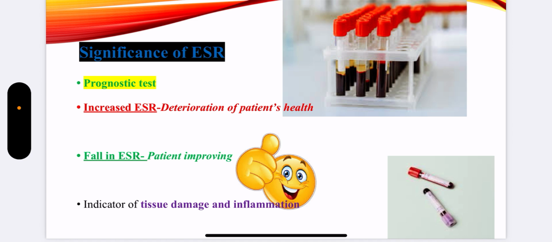The cause may be any. So when the ESR is increasing from its normal value, it shows that the health of the patient is going to deteriorate. But if there is a fall in the ESR, moving towards normal, that means the patient is showing improvement. So we can say ESR is an indicator of damage to the tissues and inflammation. If there is more inflammation, ESR will be increased. If the patient improves, it will come back to its normal value.